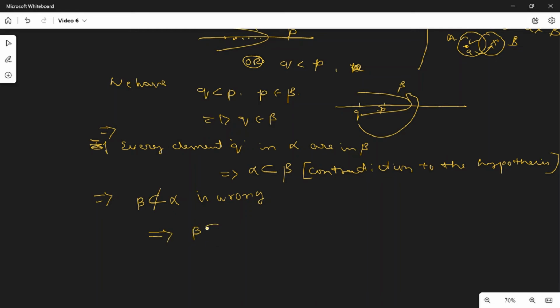Beta is a subset of alpha. There is a case of equality also, but alpha is not equal to beta. Therefore, the only possibility is that beta is a proper subset of alpha. This means beta is related to alpha.